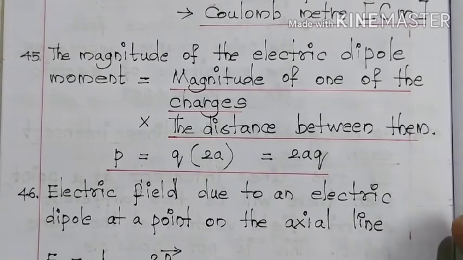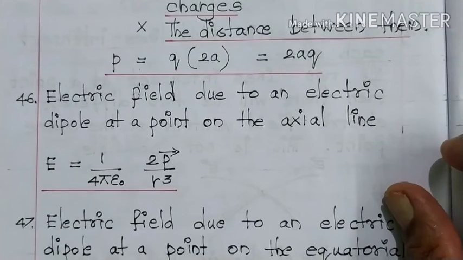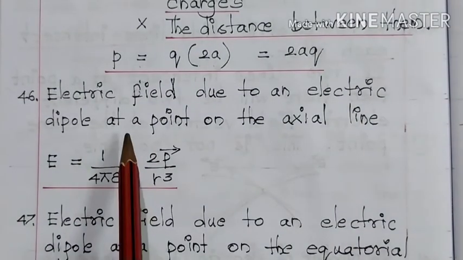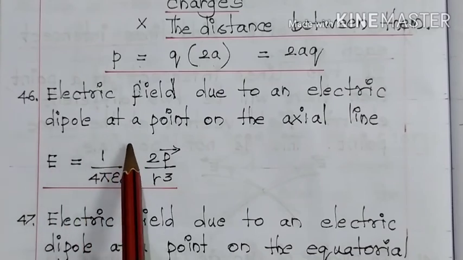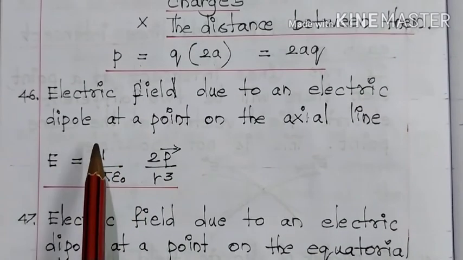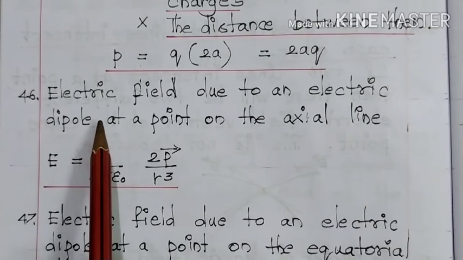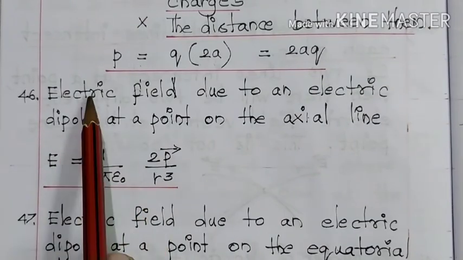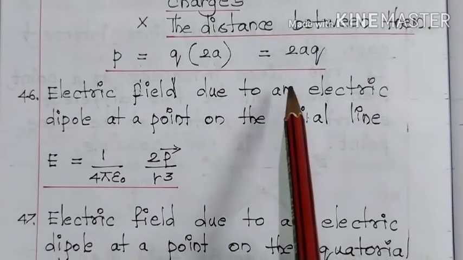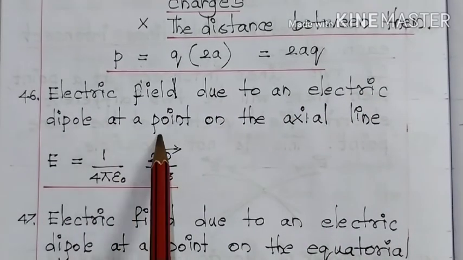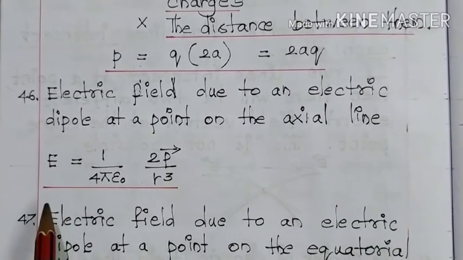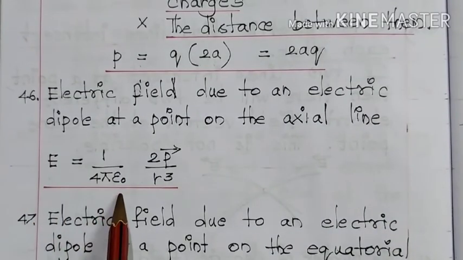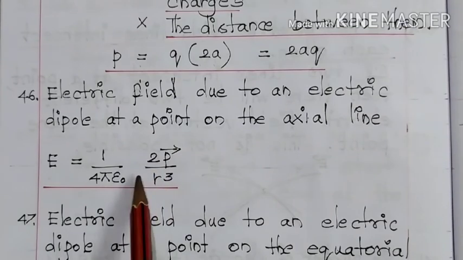Next point. Actually, this is a 5 mark question derivation. We'll be learning about this derivation later. As far as this important point is concerned, right now let us have this expression itself. Electric field due to an electric dipole at a point on the axial line, that is, capital E is equal to 1 by 4 pi epsilon naught 2p vector by r cube.